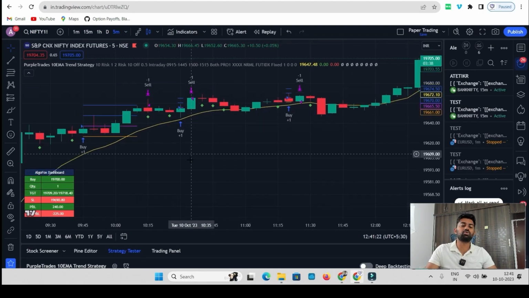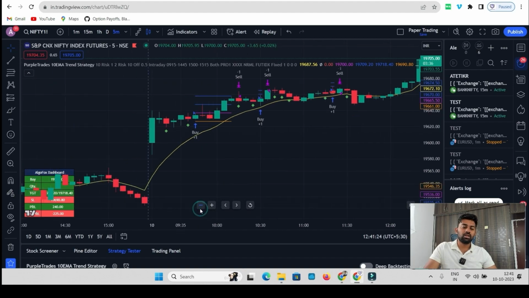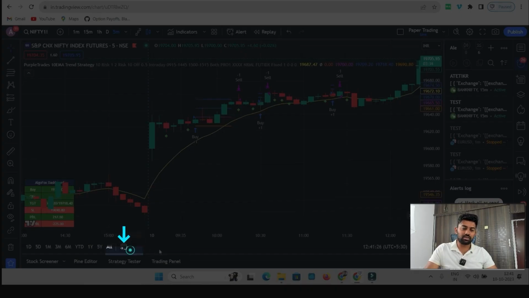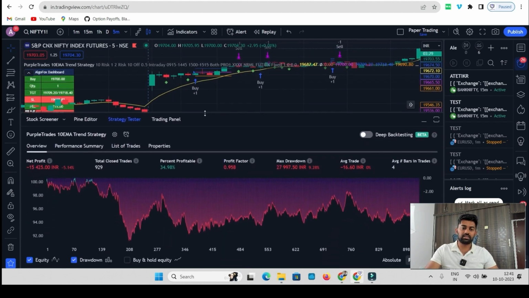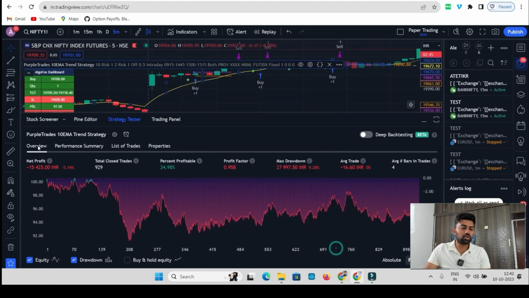So now, if I want to check the performance of the strategy using strategy tester, I already have strategy tester. And if you backtest the signals on a 5 minutes chart, the strategy performance is very poor. It has given -5% in last 1 year, where the win rate is 34%, profitability is 0.958% on a 5 minutes chart. So we have got -5% when the risk reward is 1:2.